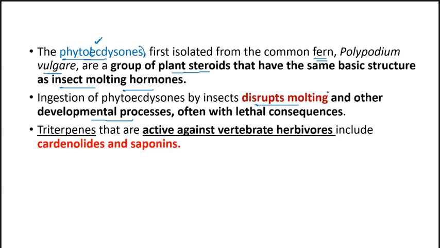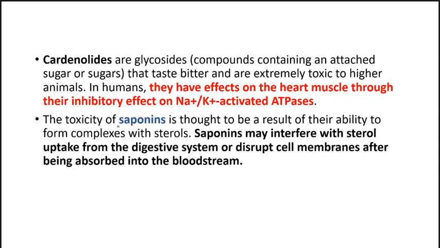Again, triterpenes are active against vertebrate herbivores also. We discussed until now prevention from insects, but triterpenes are active against herbivores also. Cardenolides and saponins are active against vertebrate herbivores. For example, cardenolides are a kind of glycoside, and they are triterpenes. They have an attached sugar, that is why they are glycosides, and they taste bitter.